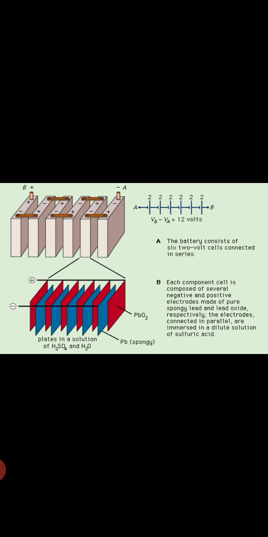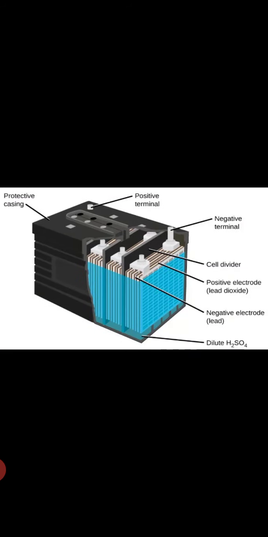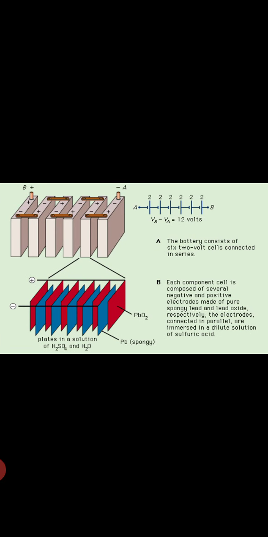I think you have understood the internal arrangement, how the battery is being arranged internally, because I showed you here that the negative electrode is lead and the positive electrode is lead oxide. So you can see it here. The negative electrode is the spongy lead, which is blue in color, and the positive electrode is lead oxide, which contains dilute sulfuric acid as an electrolyte. Got it? The internal arrangement you saw, how it is being arranged.